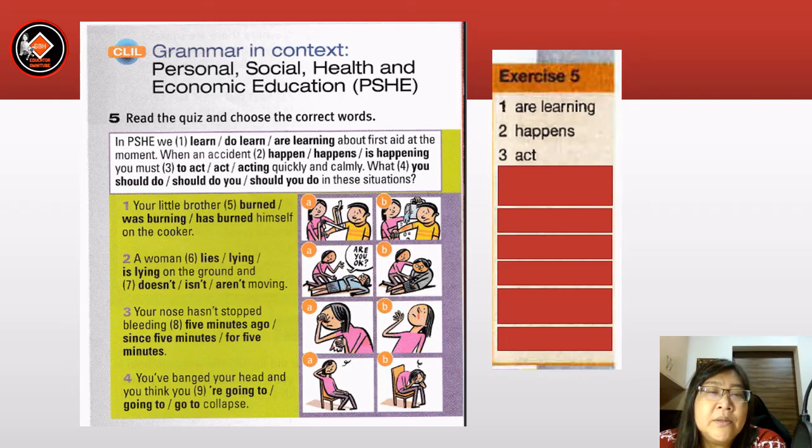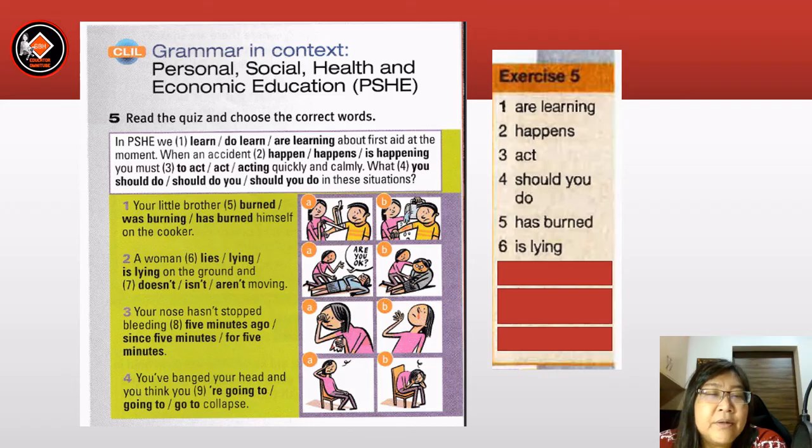What you should do, or should do you? In this situation, the answer is, should you do? Your little brother burnt or was burning or has burnt himself on the cooker. So the answer is has burnt. Number 2, a woman is lying on the ground and aren't or isn't moving. So the answer is isn't moving.